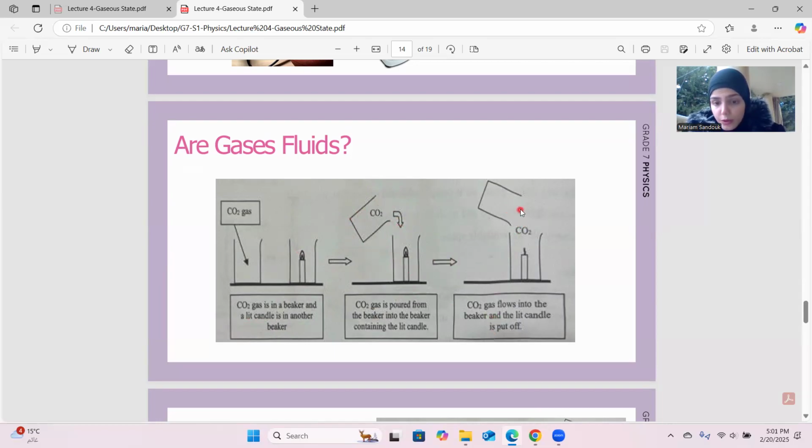CO2 gas flows into the beaker and the lit candle is put off. So what happened? When I poured the CO2 into the beaker containing the candle, it blows off. So it's not lit anymore. So how come? Because CO2 flows from the beaker into the beaker containing the candle. So we can deduce that CO2 can flow. So gases can flow. We can generalize a conclusion that gases flow.